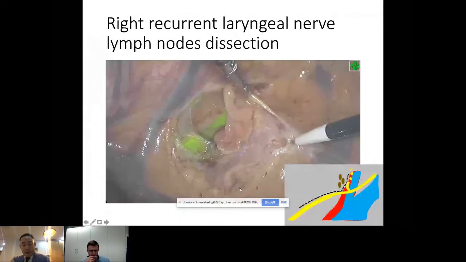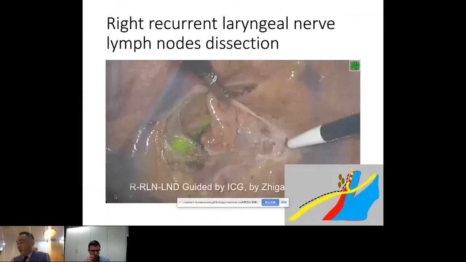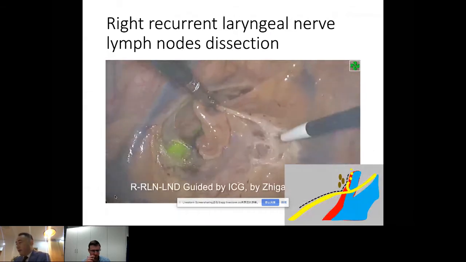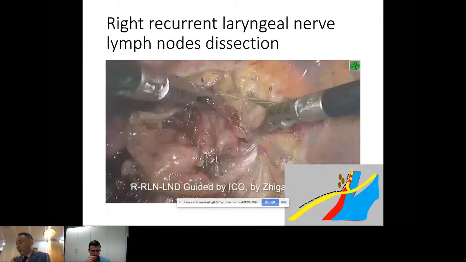Okay, this is a video of the right recurrent laryngeal lymph node dissection under the IgG trees. Living? Yeah. Can you see the video? It works well? The video is okay? It's slow, but it's okay.